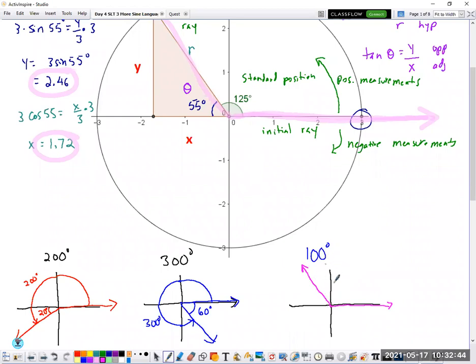Now, Alice, do we care about this angle? No. The angle between the terminal ray and the y-axis is trash. We don't care about it. We care about the angle between the terminal ray and the x-axis in standard position. Okay, ready? Say x-axis.